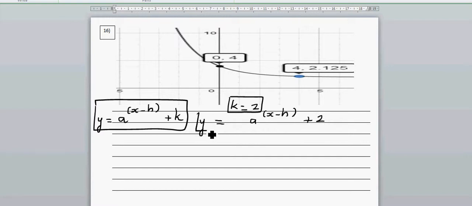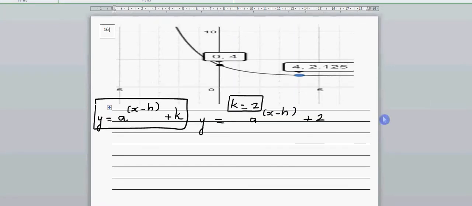One more thing before I explain any further. Because this is a decay curve, by just looking at the graph, you should understand that a should be between 0 and 1. That's one decision you need to make by just looking at the graph. And the second decision we made is that as this graph is approaching 2, you can write k as 2. So now we have to figure out what is a and what is h.